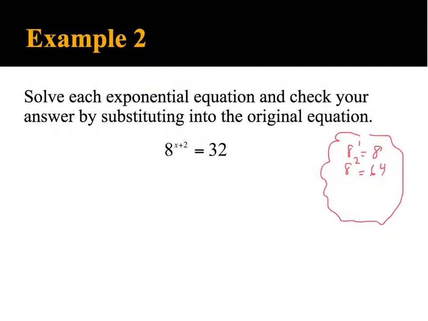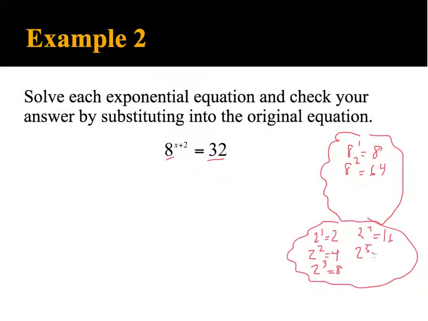The fact is that we need to find a way to relate 2 and 32 to the same power. And the way I can do this is as follows. I know that 2 to the 1st is 2. I know that 2 squared is 4. I know that 2 cubed is 8. Ooh, that's promising. 2 to the 4th is 16. And 2 to the 5th is 32. Oops, excuse me. Let me erase that really quickly. 2 to the 5th is 32.